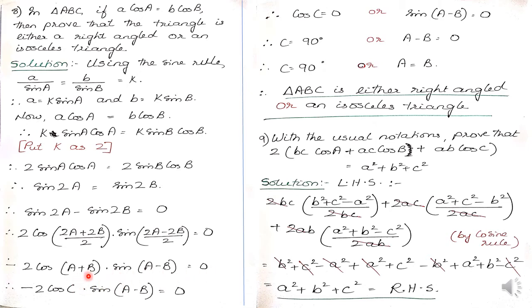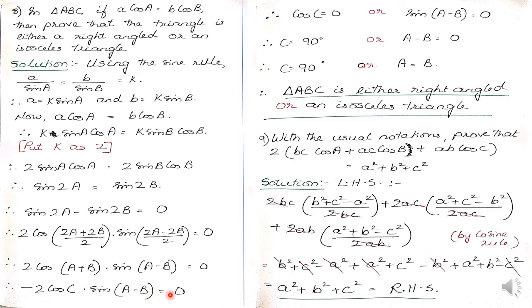Thus we get 2 cos(A+B) sin(A−B) = 0. Again, in triangle ABC, if A + B + C = π, then A + B = π − C, so cos(A+B) = cos(π − C). Now cos(π − C) is −cos C, so cos(A+B) becomes −cos C.